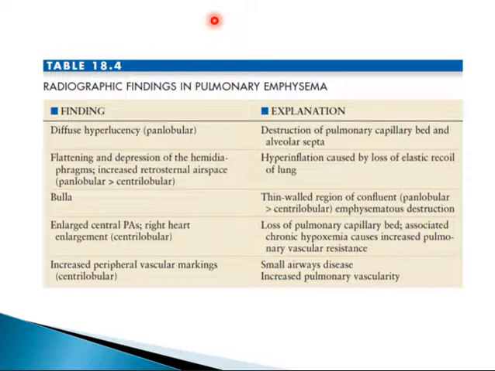The findings on chest X-ray in pulmonary emphysema that we will see: diffuse hyperlucency, which mostly occurs in panlobular. Flattening and depression of the hemidiaphragm and increased retrosternal airspace, in panlobular type more than centrilobular type. Bullae may be seen. Enlarged central pulmonary arteries and right heart enlargement, centrilobular more, and increased peripheral vascular markings, also in centrilobular more.